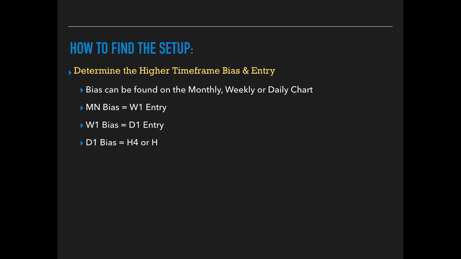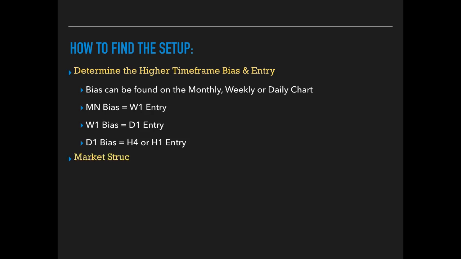And then finally the daily bias. If you're looking at the daily for your bias, you're probably going to be entering on the H4 chart or the H1 chart for your entry. So three different biases, three different time frames, and whatever you decide to use for your entry is going to be affected by how you find the bias.